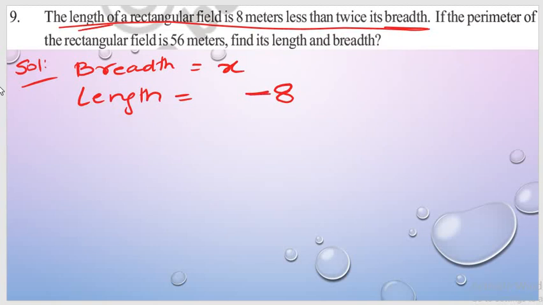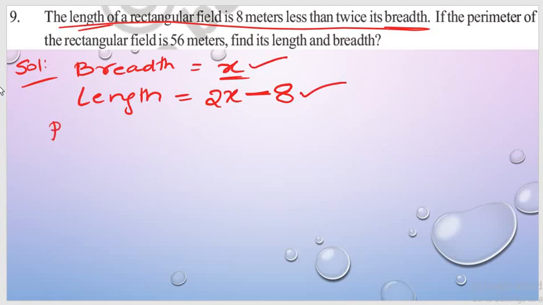8 meters less means minus 8 than twice its breadth. So already breadth I have taken as x. So automatically twice its breadth means 2x. So this is nothing but my length. So if breadth is x, automatically length will be 2x minus 8.